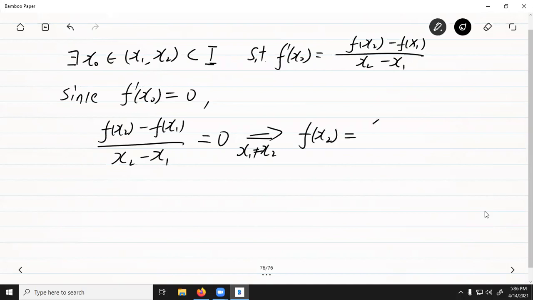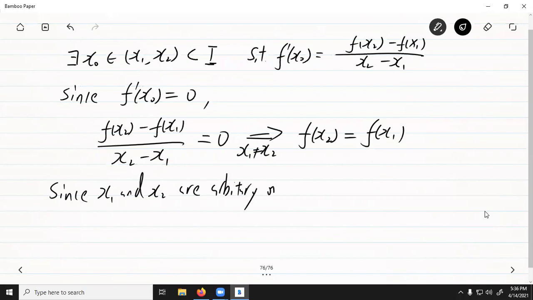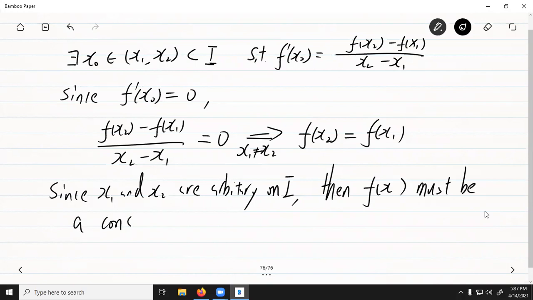So f of x2 equals f of x1. Right. Since x1 and x2 are arbitrary on I, then f of x must be a constant on I. Then we're done.